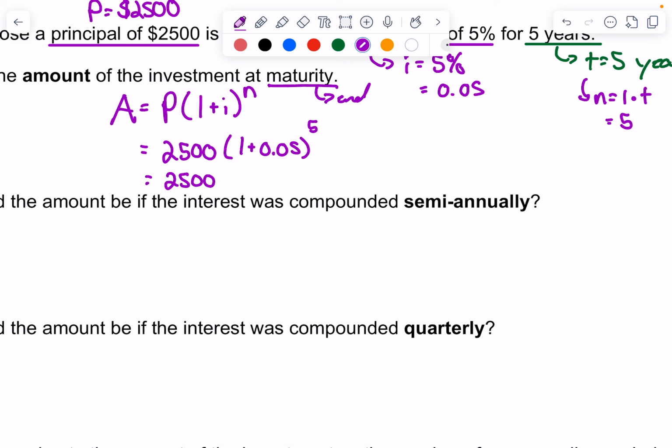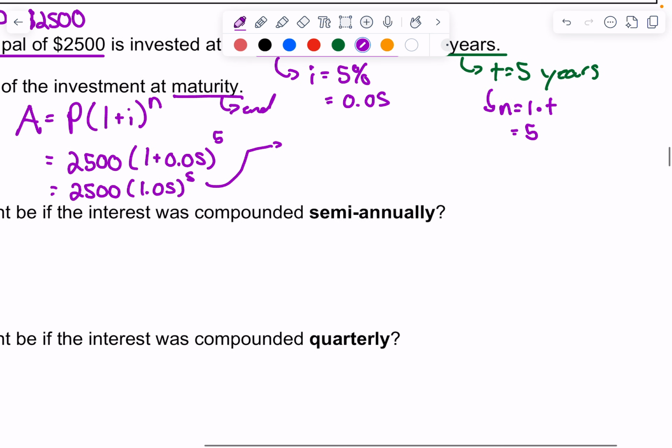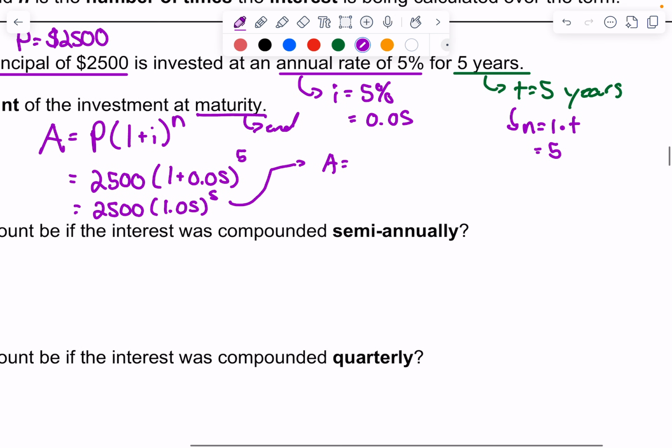So I'll just write out one more step. 2,500, put that I value together. You would do this math first, so that's 1.05 to the power of 5. And now we calculate that, 1.05 to the power of 5, and then you multiply that by 2,500. Again, we're working with money, so make sure you're putting it into 2 decimal places, okay? So your amount at maturity, after 5 years, you would have $3,190.70 after rounding, okay?